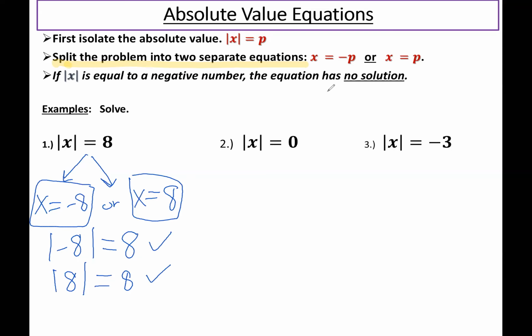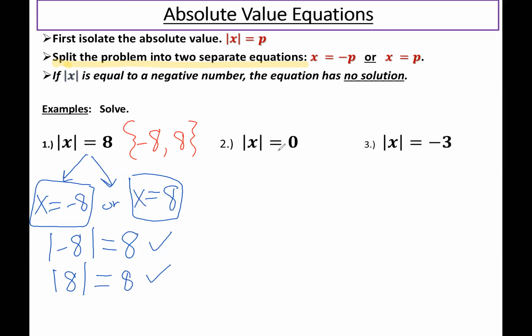So the way we would write our answer is sometimes in a solution set with these squiggly brackets, and you just list both answers with a comma in between. That's the main idea. So notice how we had the absolute value isolated already. Then we split the problem into two separate equations. x was equal to negative 8 or x was equal to positive 8. Okay, and then we had our two solutions. Okay, the third little note here didn't apply to this problem. Okay, let's go on to number 2.